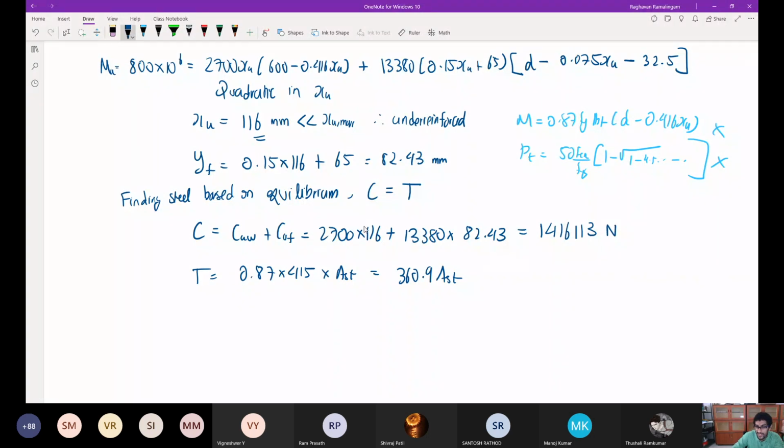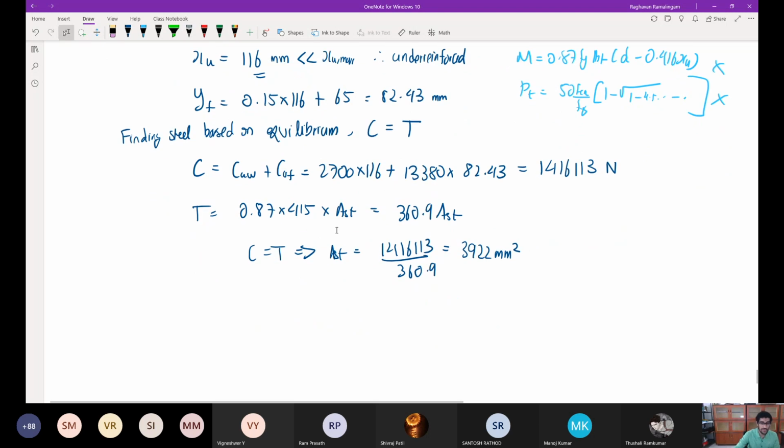Yes, sir. Okay, fine. So just C equals to T means AST equals 1416113 by 360.9. How much is AST? 3922.2. Okay, 3922 mm square. So this is quite a big number.